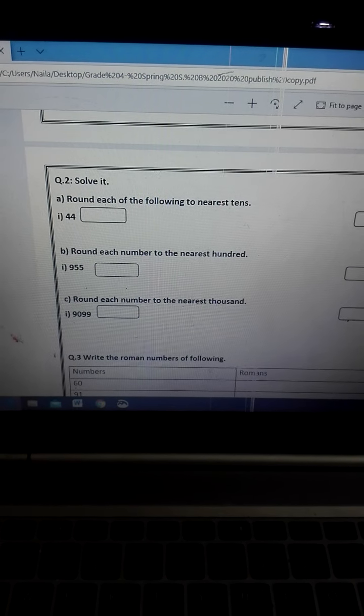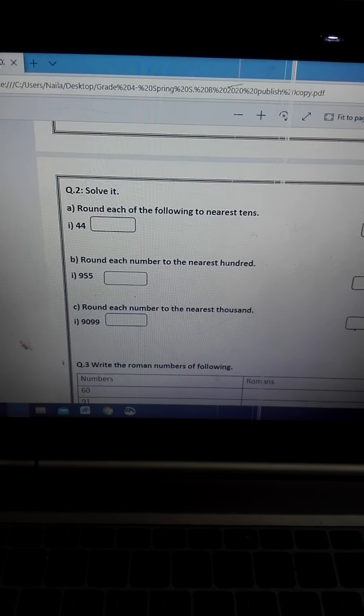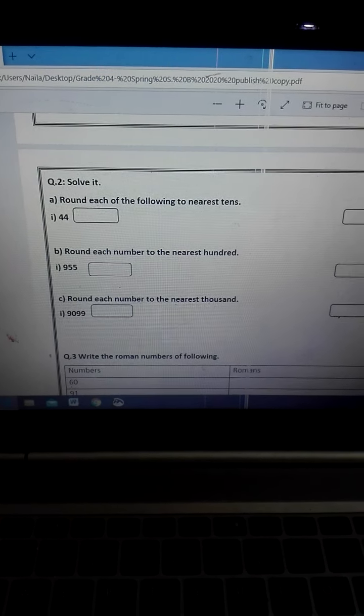Now question number 3, round each of the following to the nearest tens, round each of the following to the nearest hundred, round each of the following to the nearest thousand. To round the number to the nearest tens, look at the digit in the ones place.